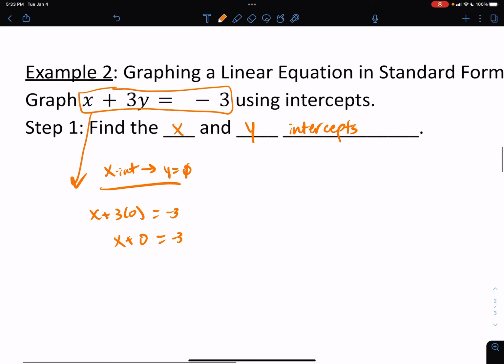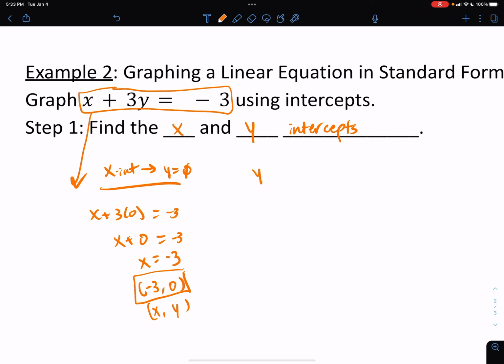That's the same thing as x equals just negative 3. Okay, and then what I would do is write this in coordinate form. In coordinate form, this is going to be negative 3, comma 0. Remember, it's always x, comma y. So this is the first x-intercept.